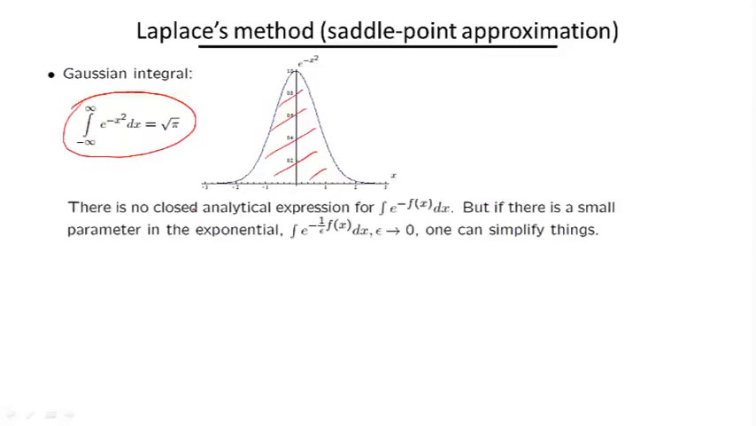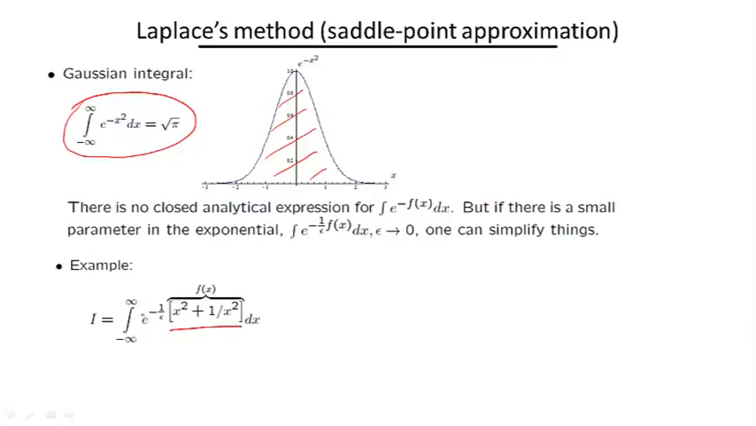Now, in general, however, if we want to calculate the integral from minus infinity to plus infinity, or some other limits, of a function e to the power minus f of x, where f of x is a relatively arbitrary function, there is typically no closed mathematical expression for such an integral. But it turns out that if there is a small parameter in the exponential, if the exponent involves not just f of x but f of x divided by some epsilon, and this epsilon is very small, then one in many cases can simplify things. And I will explain the logic behind this simplification on a particular example of this function f of x, which is x squared plus 1 over x squared.